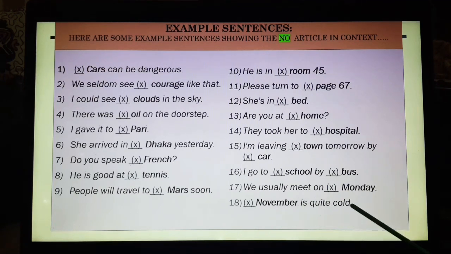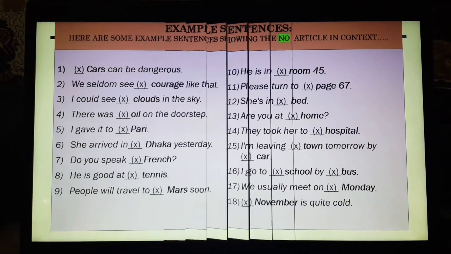November is quite cold. So you see, we did not use any article before November because it's the name of a month. Monday is one of the days of the week. So in that way, we did not use any article before these words.